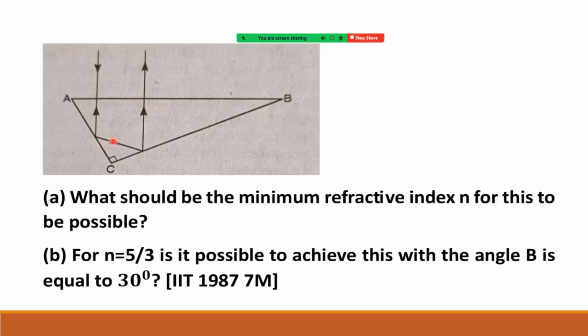Now, the condition is after two reflections, it is again parallel to the incident one. Now see the options. What should be the minimum refractive index for this to be possible? And next, n equal to 5 by 3, where n is refractive index. Is it possible to achieve this with angle B equal to 30? This was asked for 7 marks in 1987. Let us see first of all, what should be the minimum refractive index for this to be possible?